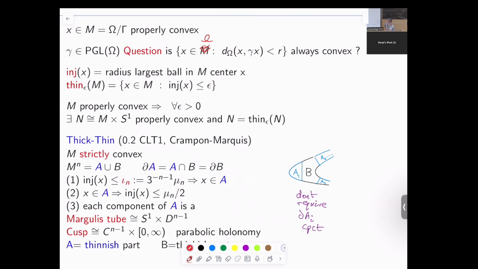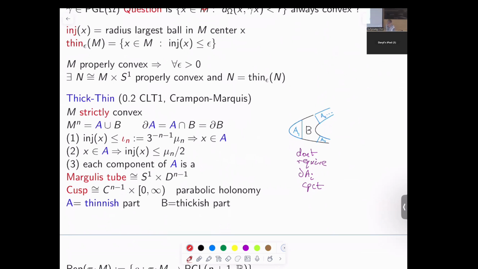Given a positive number epsilon, if M is any properly convex manifold, then there's a properly convex manifold which is the product of M times a circle, and the entire manifold N is epsilon thin. So there is nothing interesting to be said about the epsilon thin part of a properly convex manifold. But for a strictly convex projective manifold, there is something interesting to be said, the thick-thin decomposition.